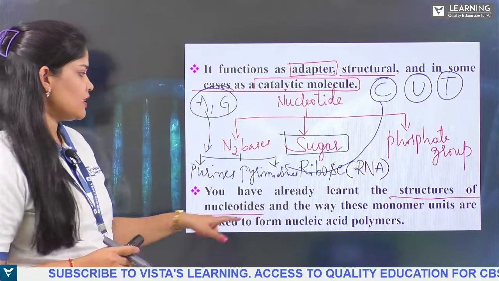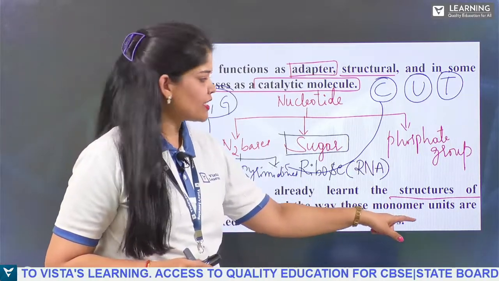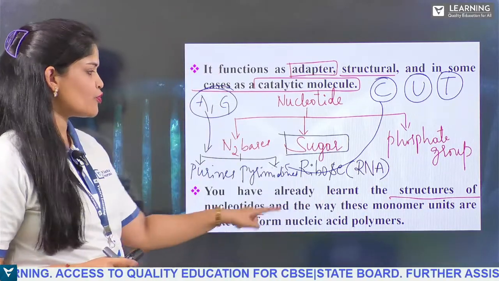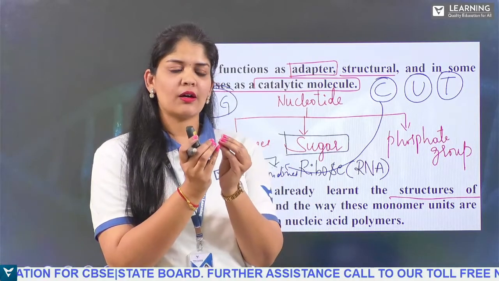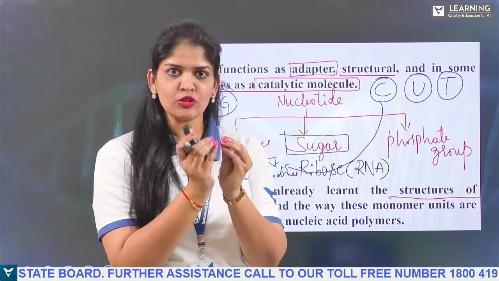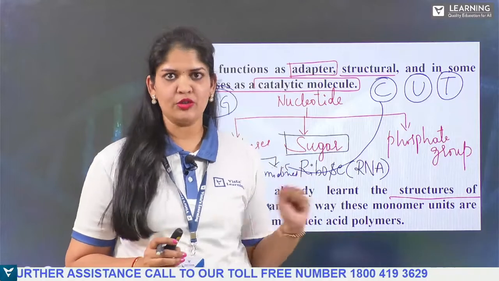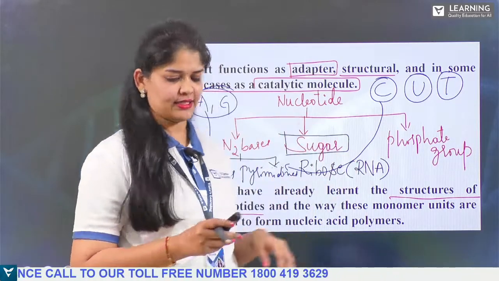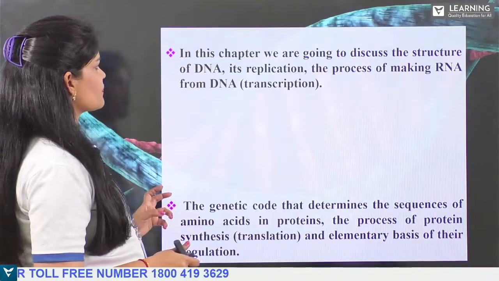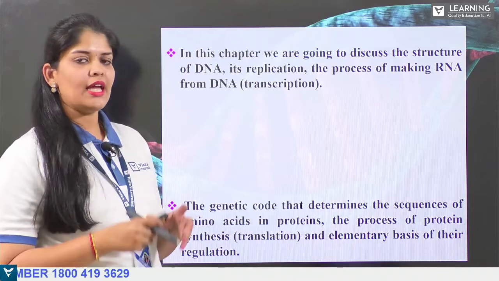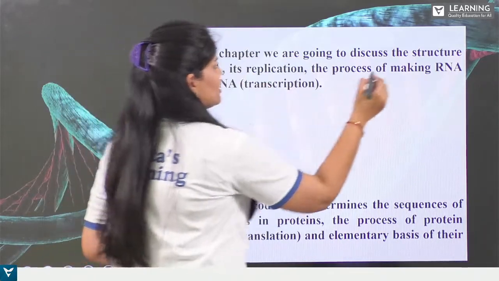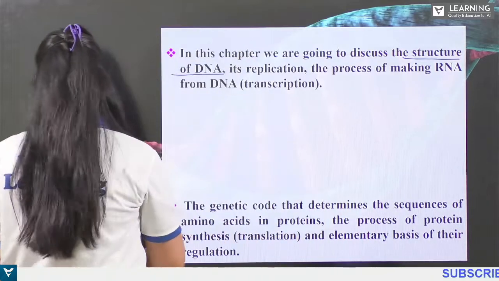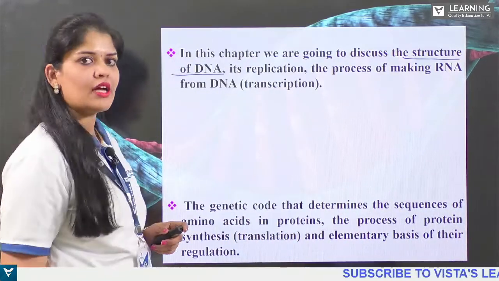Now, the way these monomer units are linked to form the nucleic acid polymer. Just now I said that the monomer units link together to form the polymeric nucleic acids. In this chapter we are going to discuss the structure of DNA, and replication.